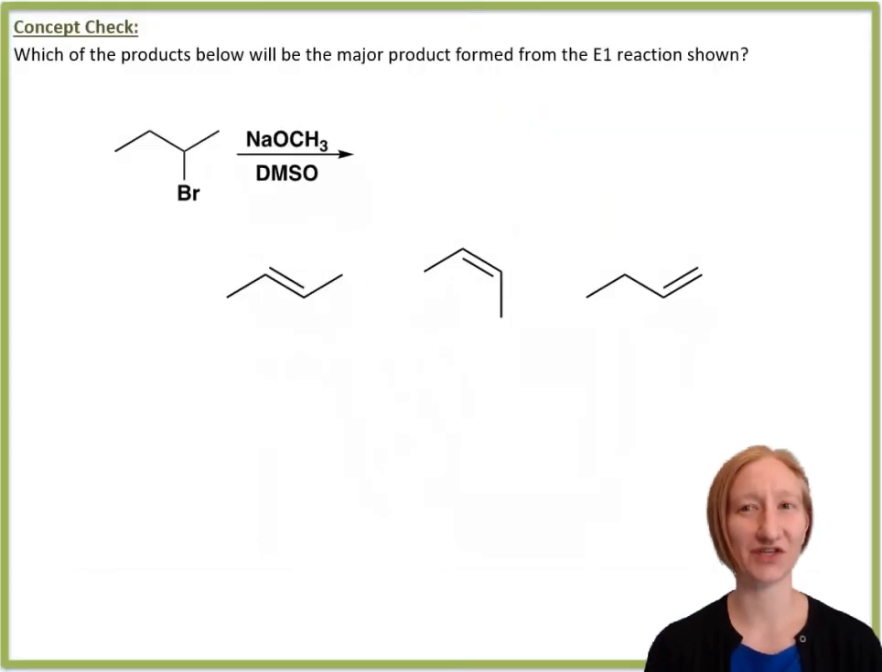We'll end this lecture video with a concept check question. Which of the products below will be the major product formed from the E1 reaction shown? In this reaction, there are three possible reaction products: the terminal alkene and the internal cis and trans alkenes. Because I was told this is an E1 reaction, then I know it proceeds through a carbocation intermediate, and so it will form the most stable alkene product. The most stable alkene product that can form from this reaction is the internal trans alkene.